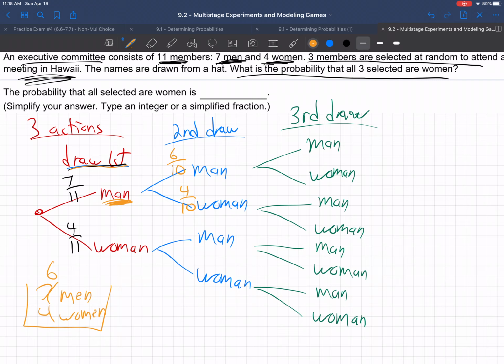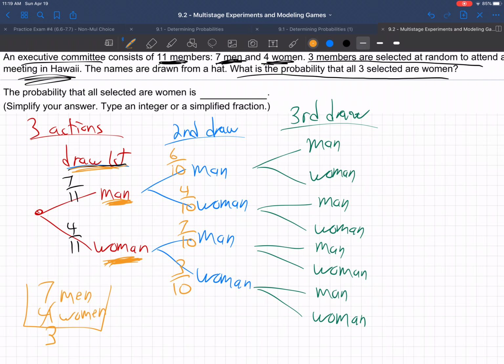But if instead you got a woman on the first draw, let's go down this way, we're doing the first draw for woman. If you got a woman on the first draw, let's go back, it was originally 7 men and 4 women in the hat. If you got the name of a woman out of the hat on the first draw, that would leave only 3 women in the hat for the second draw. So the chance you would get a man on the second draw after having got a woman on the first draw would be 7 out of 10, and woman would be 3 out of 10.